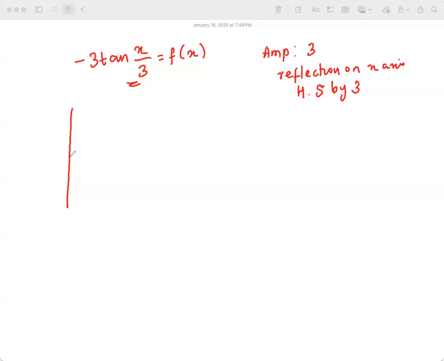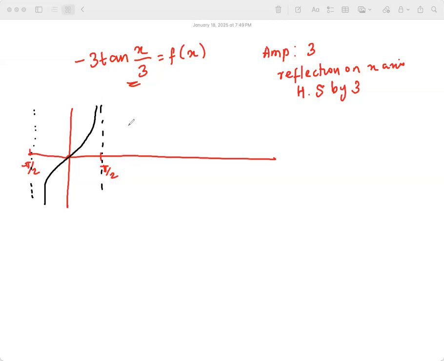So let's find out. Our usual parent graph is how? I'll always draw the parent graph from minus pi by 2, because for the tan graph the period is pi. The usual graph is like this. I'll put it in a dotted line. Then you have pi. That is your usual graph, but that's not what I want now. Let's try what happens.